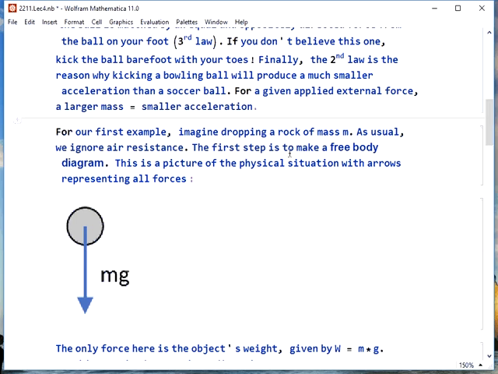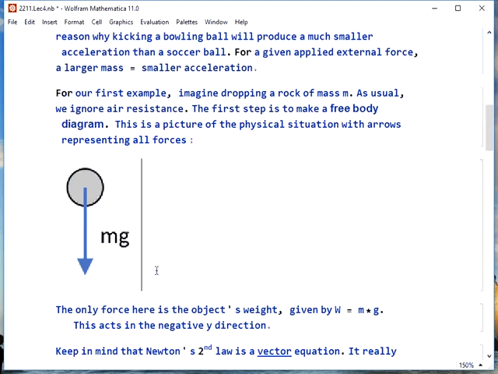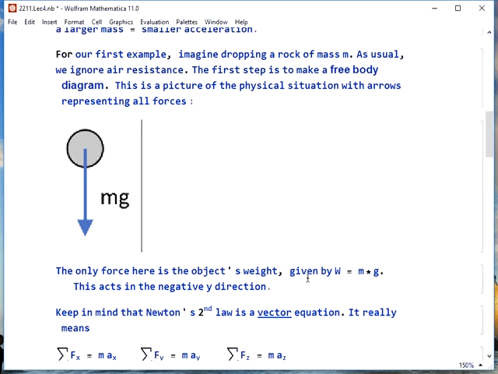If we just imagine dropping a rock of mass m, we're going to continue to ignore air resistance, and the first step here is to make what's called a free body diagram. This is where you draw the physical situation and you have arrows in place representing all forces. This one is pretty simple because we just have a rock and the single force of Earth's gravity pulling on it. The formula for an object's weight is mass times gravity, so that's where we get this mg, and we see that it acts in the negative y direction.